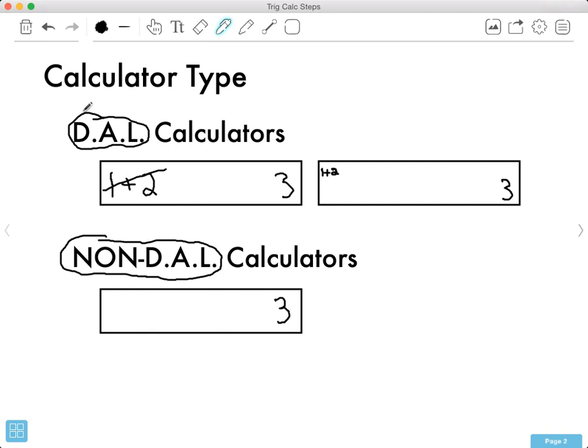It's not necessarily that DAL calculators are better or worse than non-DAL calculators. They're just two different ways calculators can work. But it's important for you to know which one you have so that you can follow the correct set of instructions for the rest of this video. If you have a non-DAL calculator, do not write down the instructions for a DAL calculator, and vice versa. Make sure you're looking at the right set.